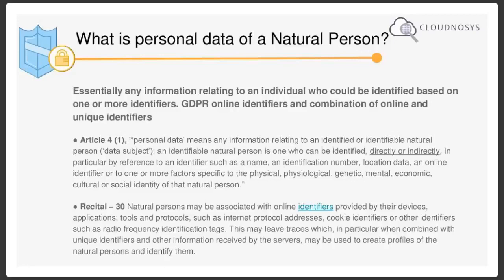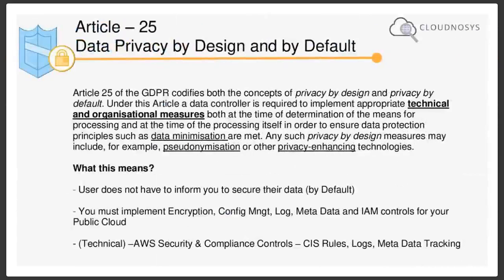Recital 30 talks about online identifiers. So all these IP addresses, cookies, radio frequencies, RFID tags, anything that you can use to triangulate and find that person also becomes confidential data, and you need to protect it, and you need to inform how this data is being used, as one of the articles calls for.